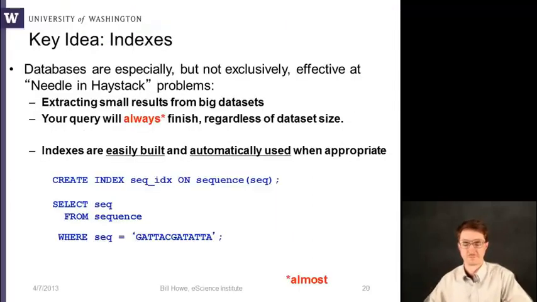Okay. So the last key idea I want to convey about databases is that of indexes. While indexes are certainly not unique to databases, databases are perhaps unique as a platform that can make them very easy to apply and deploy and automatically take advantage of. And so databases are especially but not exclusively effective at needle in the haystack problems, looking up individual records or small amounts of records from large data sets. They do other things very well too, but this is one thing that they're quite good at.